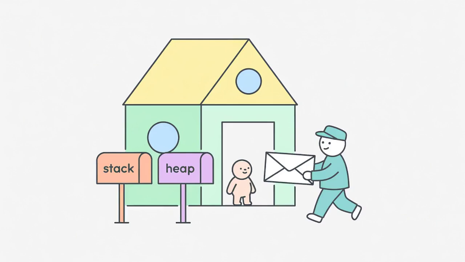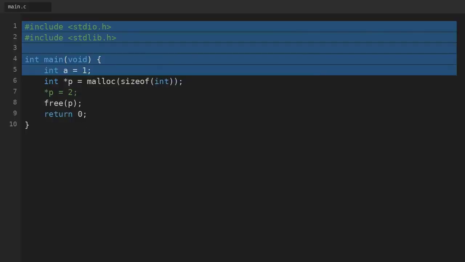The variable a will live on the stack. The pointer p will also live on the stack, but it will point to an integer that lives on the heap. Watch how malloc hands back an address, and how free returns it. Here is the whole program. We include stdlib.h because we'll use malloc and free. The stdio.h include is there so we could print values if we wanted to. Then comes our entry point, main, which the operating system calls when the program starts.